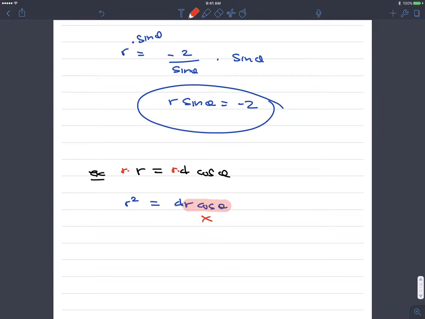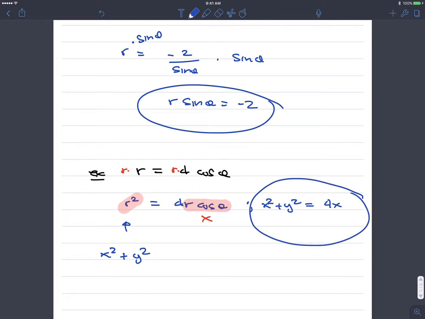What do you think my r squared will be? R squared. X squared plus y squared. X squared plus y squared is 4x. This is a Cartesian coordinate, I should say, relation. It's not a function, it's a relation. We got x squared plus y squared is 4x. There's no r, there's no theta.